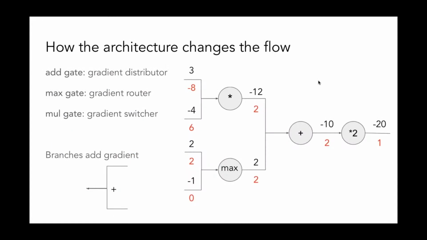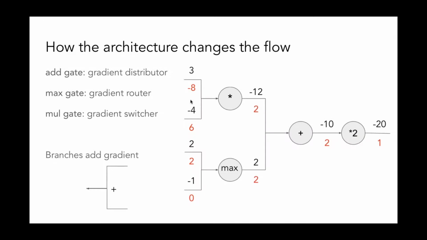So until now, we have seen how the architecture changes the flow. So each time you have an add gate, the gradient gets just distributed. It's just copied without being discounted. Each time we have a multiplication, the gradient is switched. So you have 2, 3, 2 minus 4, it gets switched. So the -4 is reflected over this one.